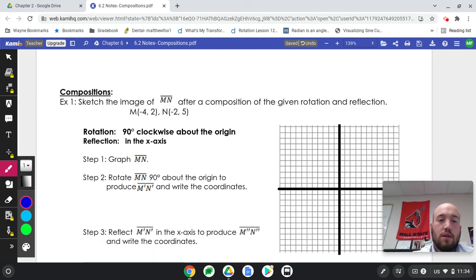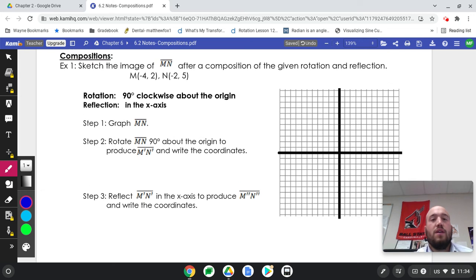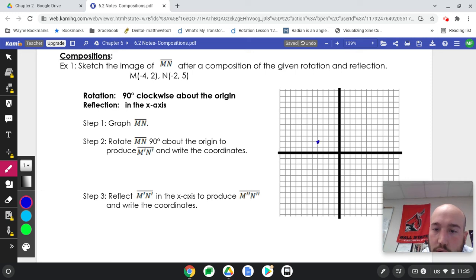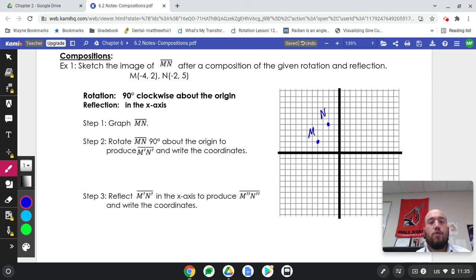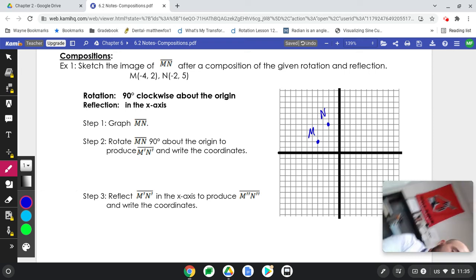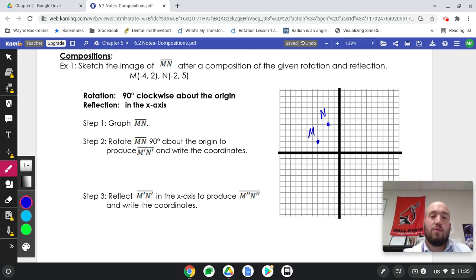All right. On to the next one. If we graph point MN, so M is at negative 4, 1, 2, 3, 4, up 2. And N is at negative 2, up 1, 2, 3, 4, 5. Okay, now at this point, if I were you, I would turn your device or your paper or whatever you have. We're doing a 90-degree clockwise. So 90 degrees is one turn, clockwise is to the right. So you turn it to the right, okay, and then you write down what those points are.